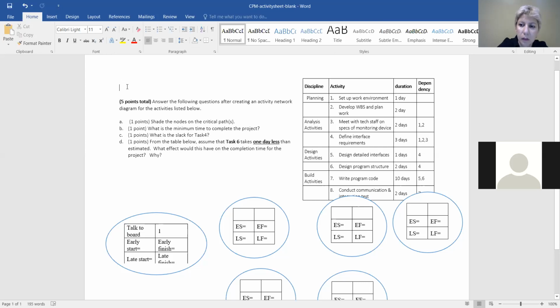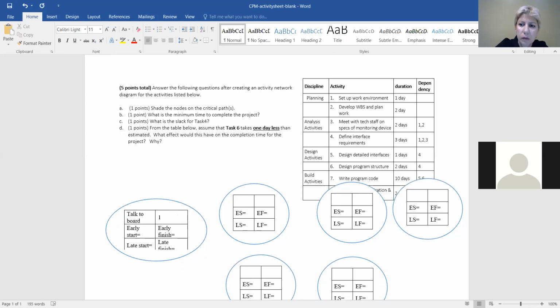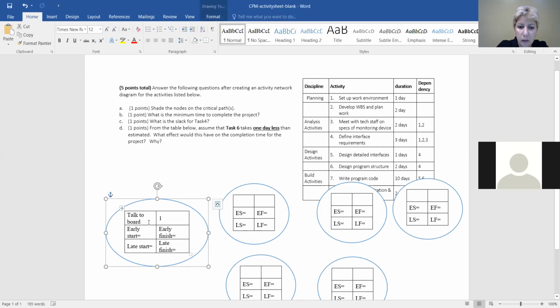So is that talk to board 1, where those 2 top boxes, would those be the specific activities that are listed? So like 1, 2, 3, 4, and so on? Yes. Okay. Every one of those goes on a node. So, and I'm gonna do that here. You have to read this table, set up work environment. And I'm gonna put activity 1, duration 1.